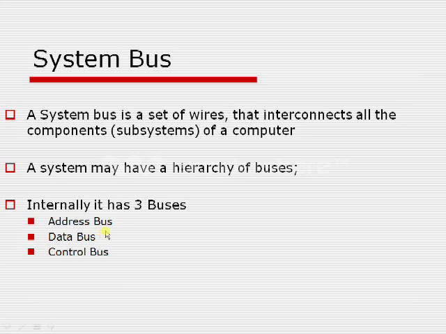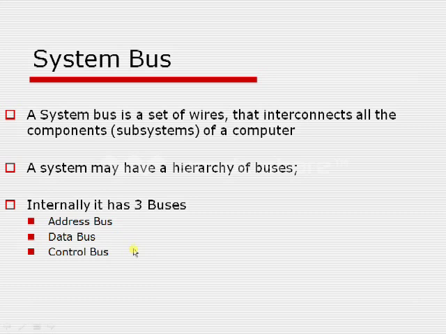Okay, so here the address bus is mainly used for carrying the address from the processor to the peripherals, and the data bus for carrying the data from the processor to the peripherals as well as from the peripherals to the processor, and the control bus is used for carrying the control signals.